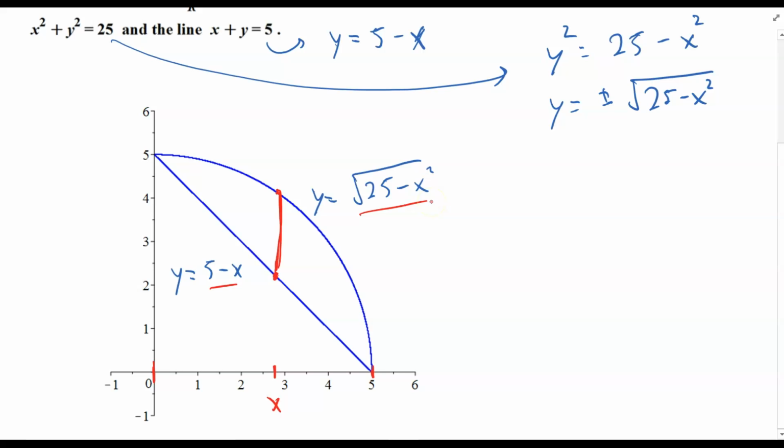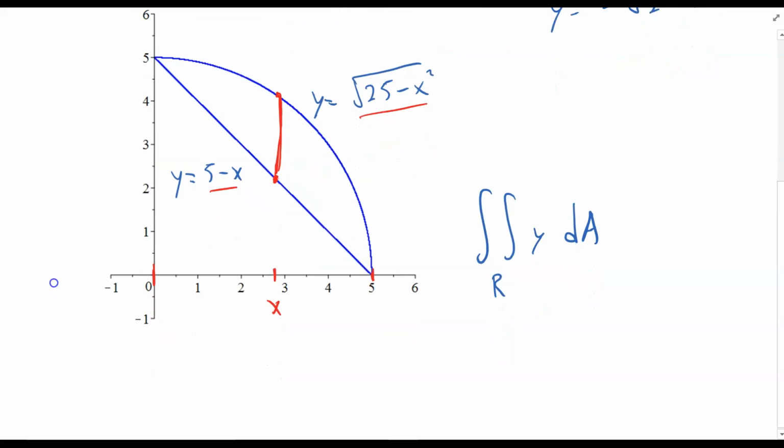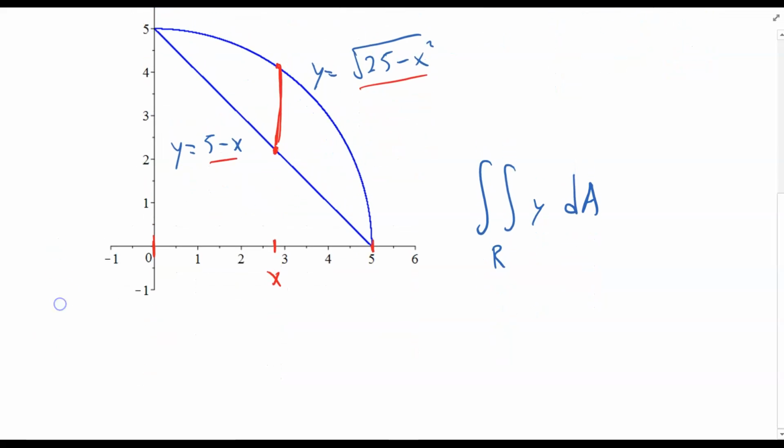So now when we go to set our double integral up, we're going to keep that in mind. Again, our problem is to do the double integral over this region R of the function y with respect to area. Fubini's theorem shows we can do this as an iterated integral, and we're going to rewrite this then as the integral. I'm just going to do this below here.